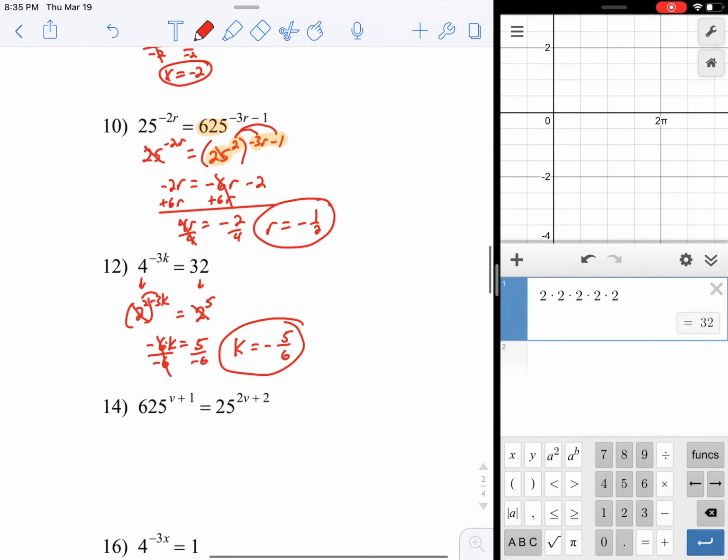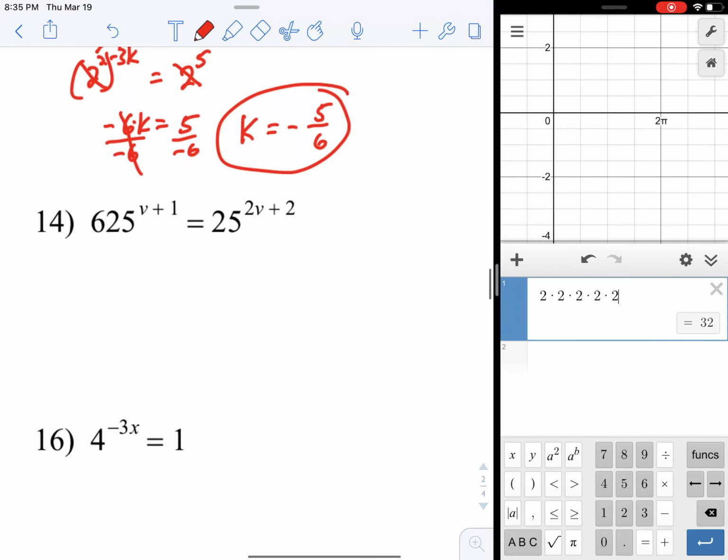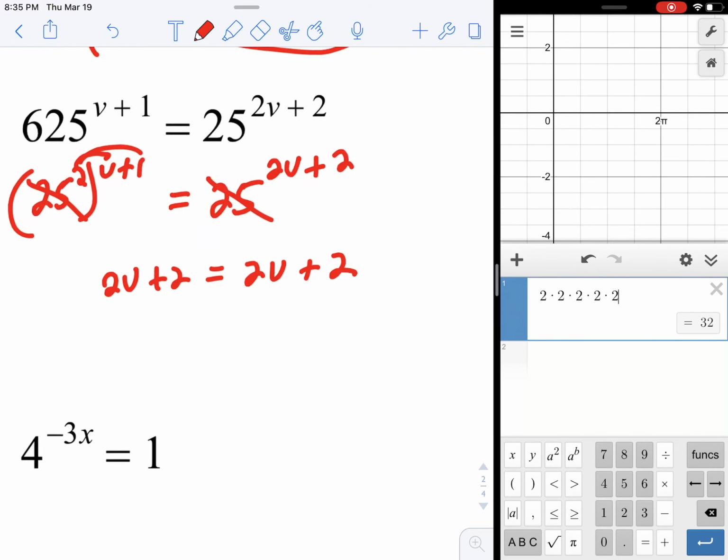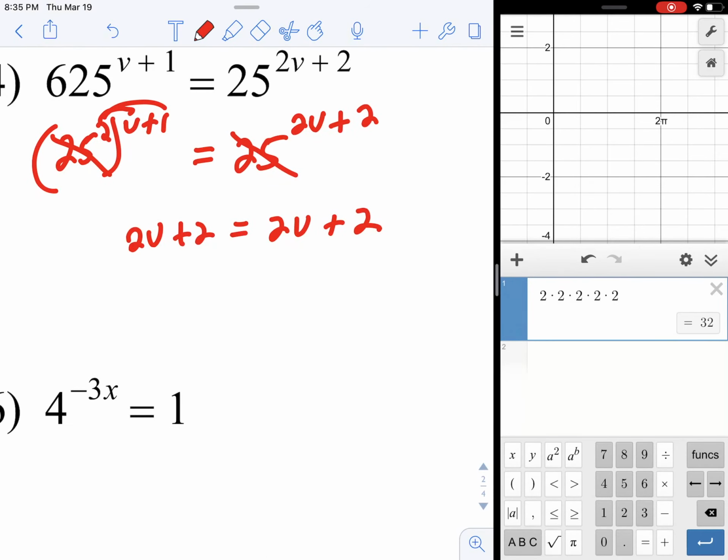Number 14, well, having done number 10, I already know the trick for number 14. 625 is 25 squared. And then I bring down the v plus 1 power. Over here I have 25 to the 2v plus 2. The 25's cancel out. I multiply this and get 2v plus 2 equals 2v plus 2. We've got variables, like terms, we need to get together, so I'm going to subtract 2v on both sides. This cancels out, and we get 2 equals 2.